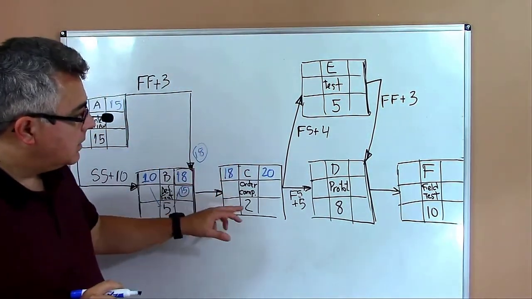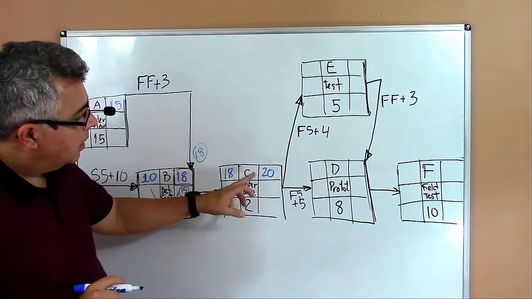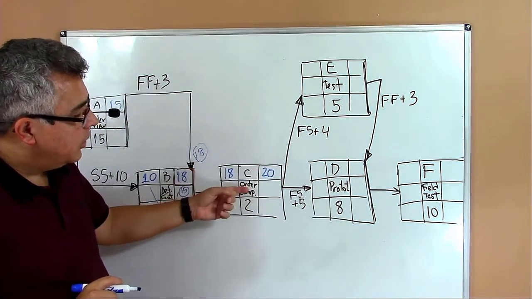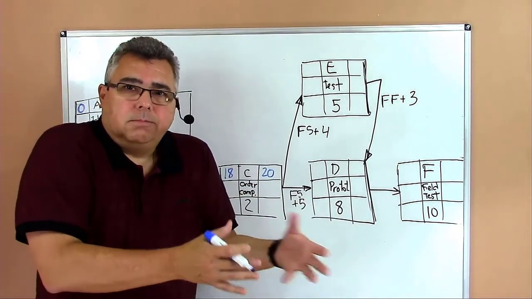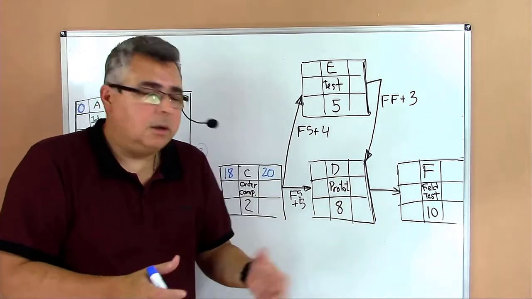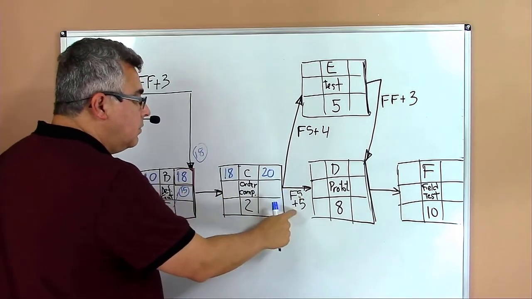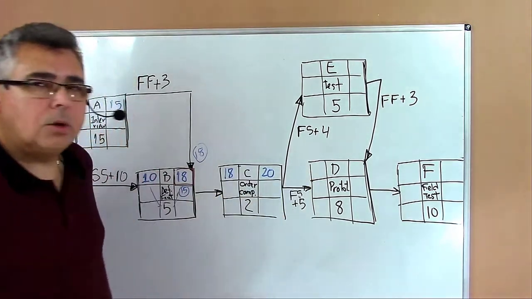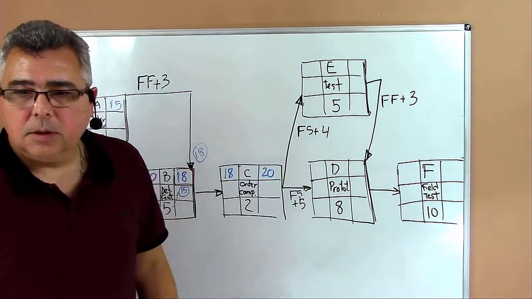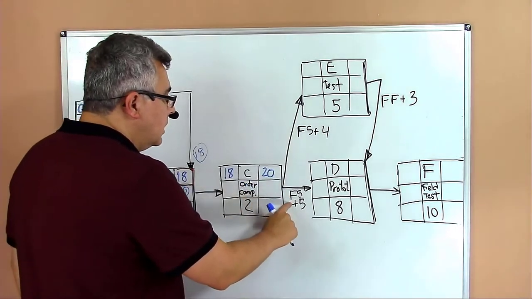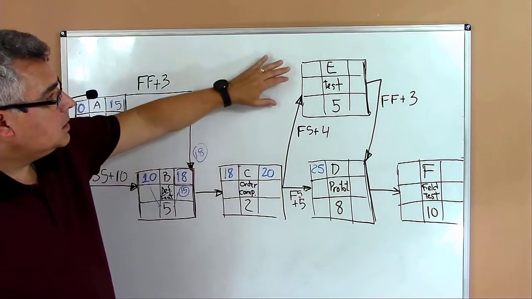And here you can see that it's order components. So it's natural that when you order components, you have to wait for the components to arrive for the people that are working in your project. So you have a delay here. So it's a finish to start plus 5. When can we start activity D? Considering that, 20 plus 5, 25.